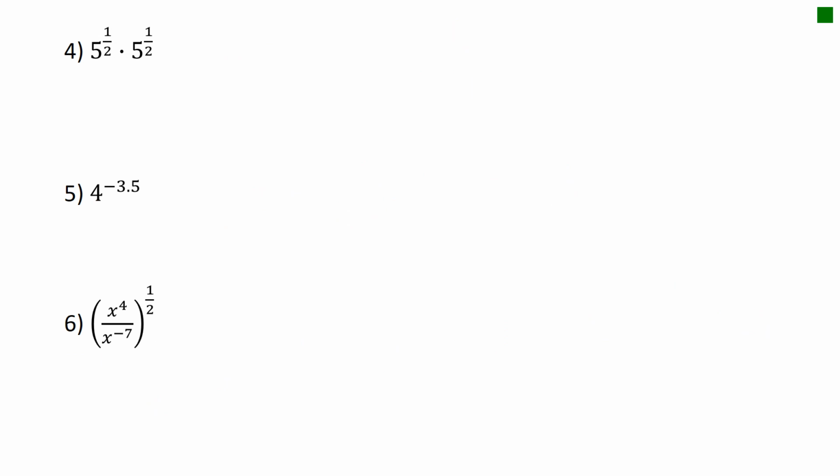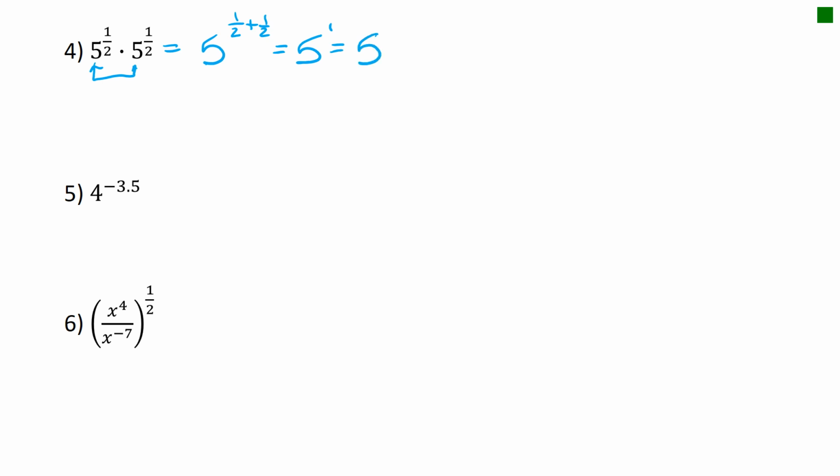We're going to just keep doing this. Oh, look at number 4. It's already written the way we want it written. 5 to the 1/2, 5 to the 1/2. The hardest thing is this is the same base. That's 5. And then you have 1/2 plus 1/2. So that's just 5 to the 1st, which is just 5.